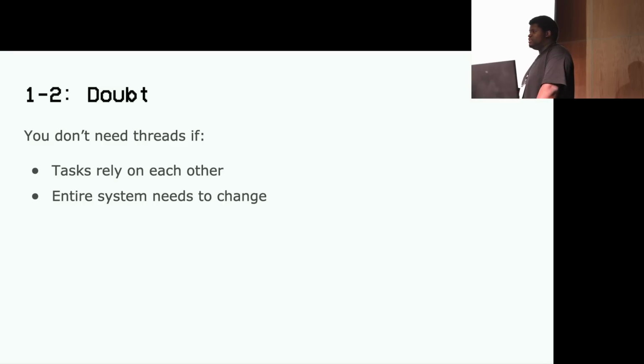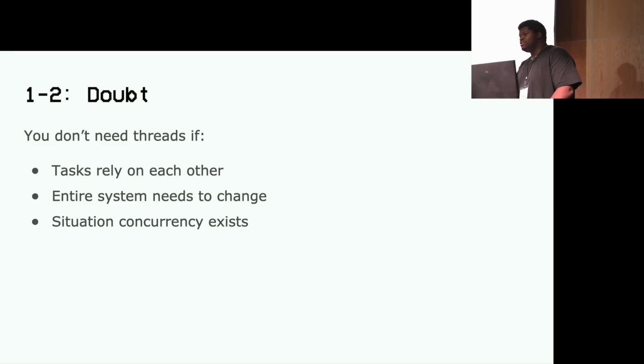Another is if the entire system needs to change. Take Python, for example. You already know the global interpreter lock, right? It's the famous reason you can't add threads to Python, because literally everything relies on it being single-threaded. So in that case, it's probably better to just design a completely new system rather than trying to hack threads into Python, but I won't stop you.